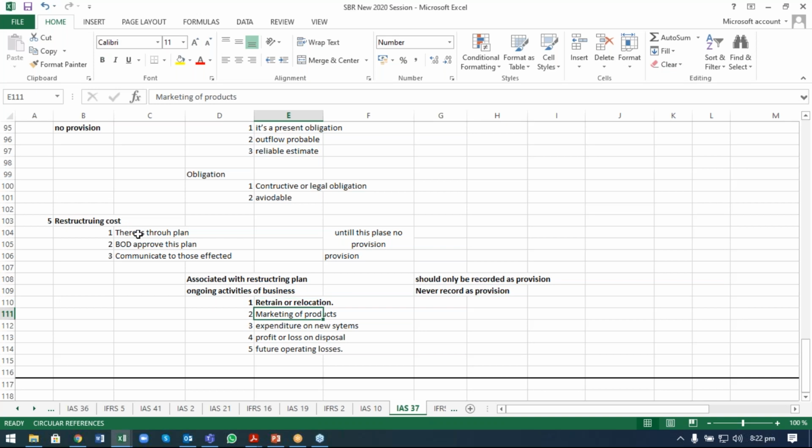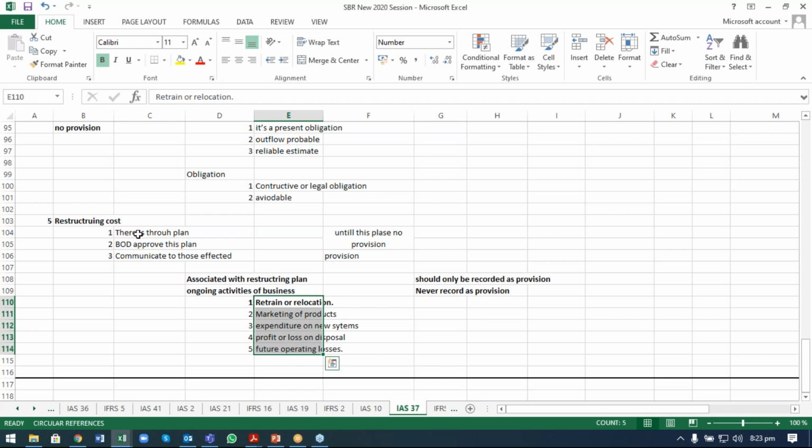Any marketing costs related to products, because of restructuring you have changed the product design and you need to market it. So just because of restructuring you have changed the product design and you have to market it, can you say this cost is associated with restructuring? No, marketing cost is an ongoing cost. It's an operating expense, so for this you're not going to create a provision. Expenditure on new systems, profit and loss on disposal, or future operating losses, for all these activities you are not going to create any provision.